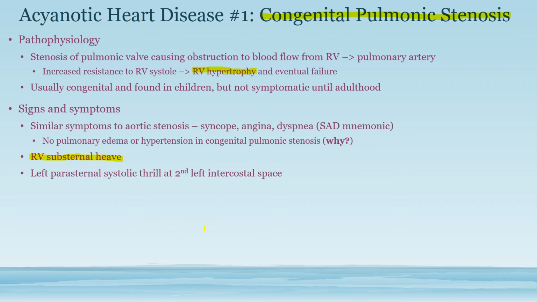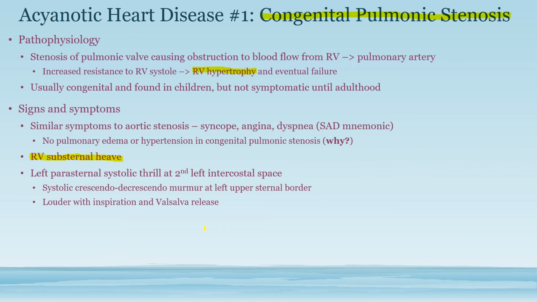You also get a parasternal systolic thrill at the second left intercostal space. The thrill is the forceful flow of blood through the pulmonary artery. It's a systolic crescendo decrescendo murmur at the left upper sternal border. That's the most important thing you want to know about this murmur. Remember, aortic murmurs are on the right upper sternal border, and pulmonic murmurs are on the left upper sternal border, especially with stenosis. It's louder with inspiration and valsalva release.